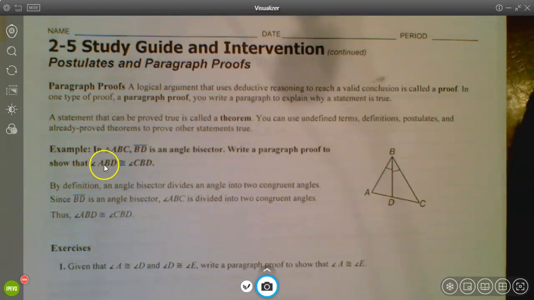So we started with the given information. We used a geometry line of reasoning in order to prove why this statement was true. And that's how all these paragraph proofs should go. So make sure you start with this, end with this, and in the middle of that, you need to give some kind of a geometry reason as to why this is true.